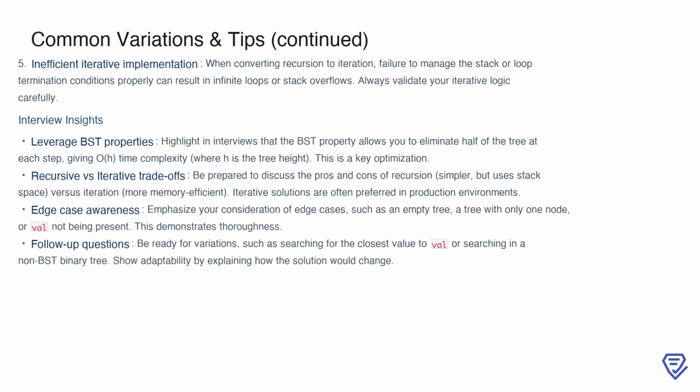In interviews, there are also a few key points to highlight. Emphasize how the properties of a binary search tree allow you to eliminate half the tree at each step, resulting in a time complexity of O(h), where h is the tree's height. Be prepared to discuss the trade-offs between recursion and iteration as well. While recursion is simpler, it uses stack space, whereas iteration is more memory efficient and often preferred in production.